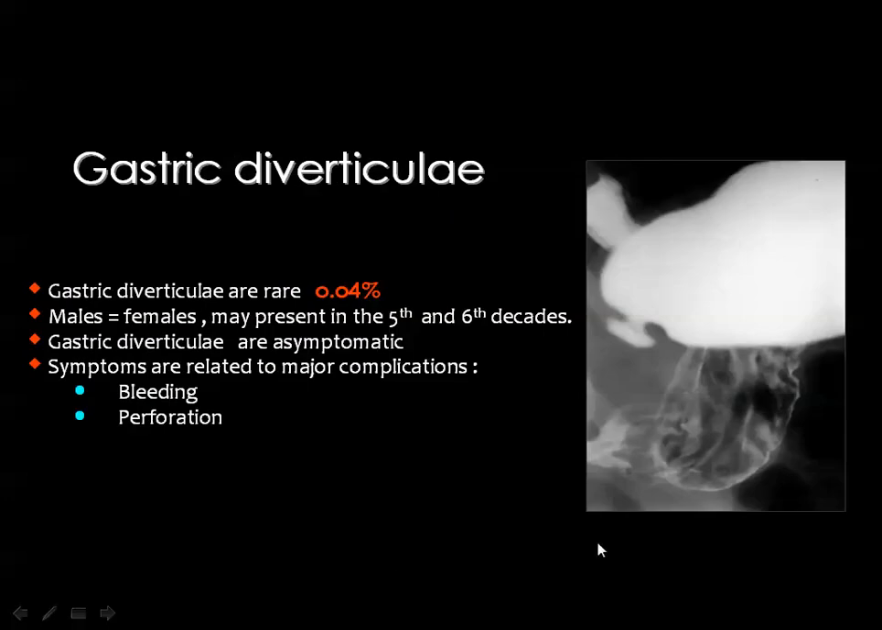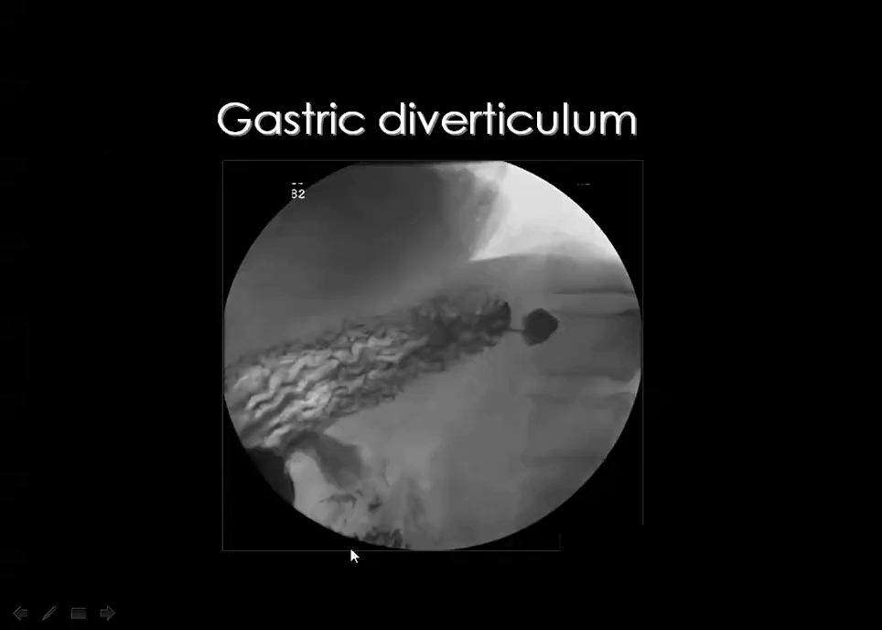Then, gastric diverticula are rare, with an incidence of 0.04%, and they are usually asymptomatic, and very commonly gastric diverticula occur in the fundus. And as you all know, the common complications that are expected from a diverticulum anywhere in the gastrointestinal tract are these two major complications, which are bleeding and perforation. Then this is a barium study showing a typical gastric diverticulum in a typical location, which is in the gastric fundus.